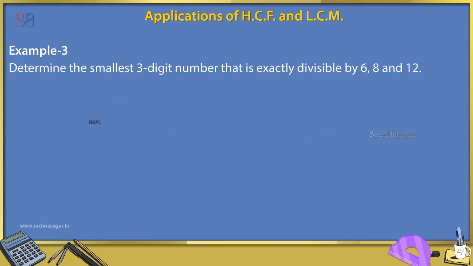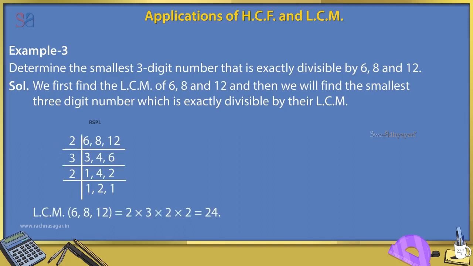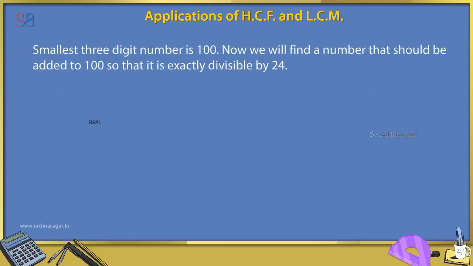Example 3. Determine the smallest 3-digit number that is exactly divisible by 6, 8 and 12. Solution. We first find the LCM of 6, 8 and 12 and then we will find the smallest 3-digit number which is exactly divisible by their LCM. LCM of 6, 8, 12 is equal to 2 multiplied by 3 multiplied by 2 multiplied by 2 which is equal to 24. Smallest 3-digit number is 100.